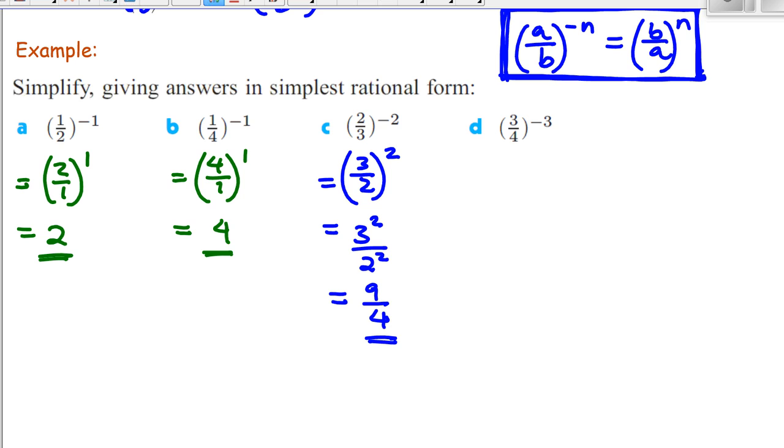And then in the last question, you interchange the top and the bottom, so you have 4 over 3, ignore the negative, to the power 3, which will be equal to 4 to the power 3 over 3 to the power 3. The thing here is, it's everything in the bracket to the power 3. Then you can work that out, you can use your calculator, so that will be 64 over 27.